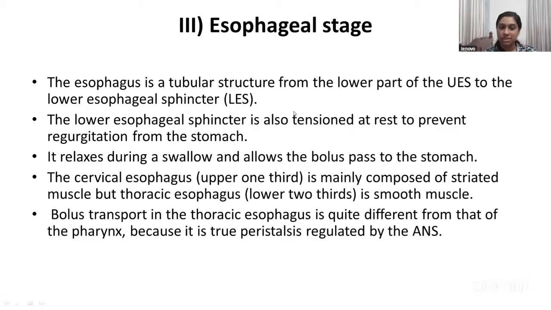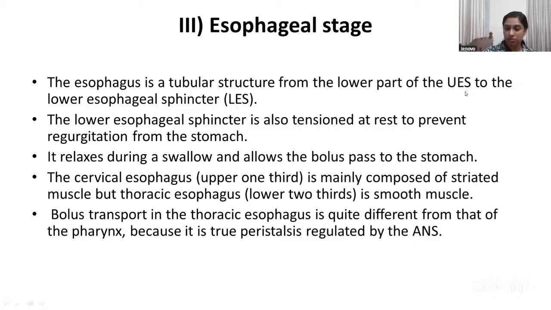So what is the esophagus? It's a tubular structure from the lower part of the upper esophageal sphincter. The upper 3 to 4 centimeters of the upper esophagus is made into a sphincter. It is called the upper esophageal sphincter, that is made up of the cricopharyngeus muscle, to the lower esophageal sphincter. That's the location of this esophagus. And the lower esophageal sphincter is also tonically contracted at rest.